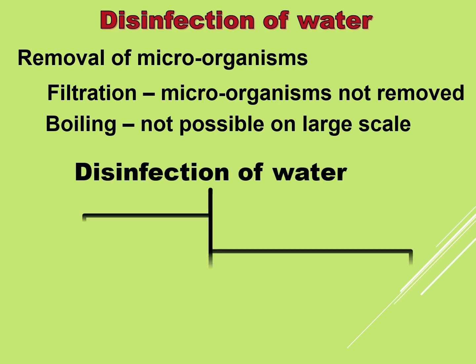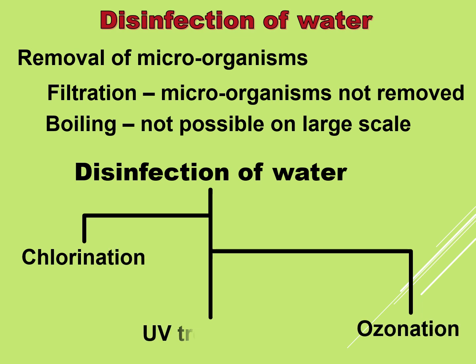There are three methods that are very commonly used. One is chlorination, then ozonation and UV treatment. So these are the three different methods: chlorination, ozonation, UV treatment. Okay, so we will start with chlorination.